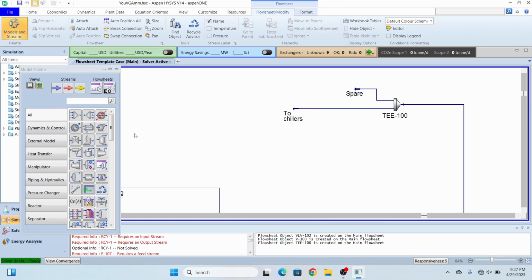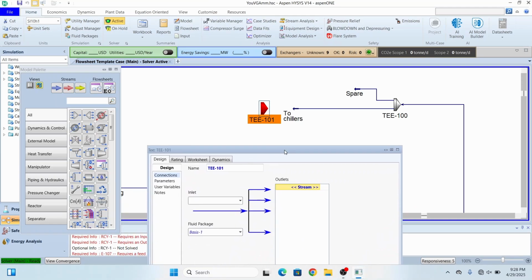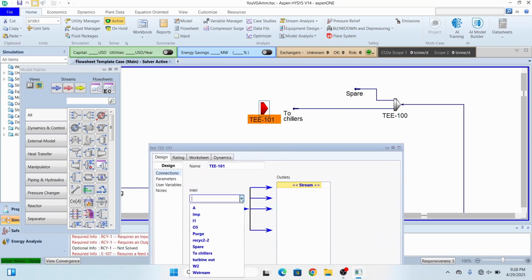After the chillers I will again use a T over here, or you can say a splitter. I can split it horizontally and double click on it. After double clicking, its inlet will be two chillers.